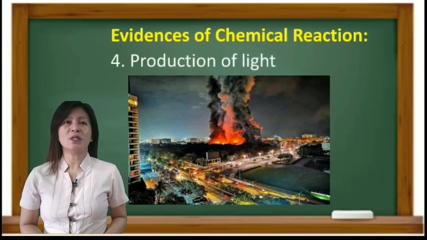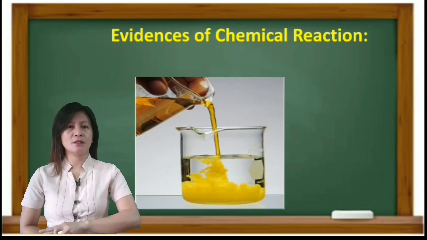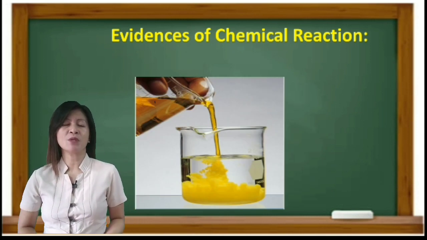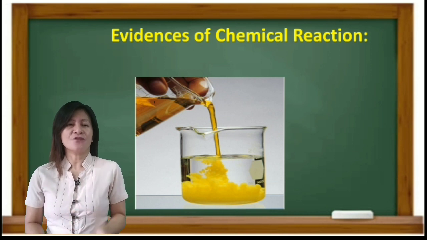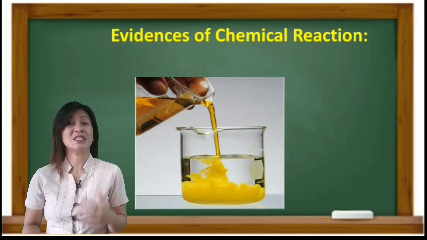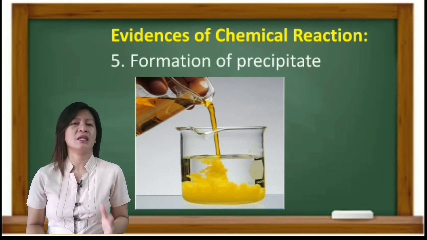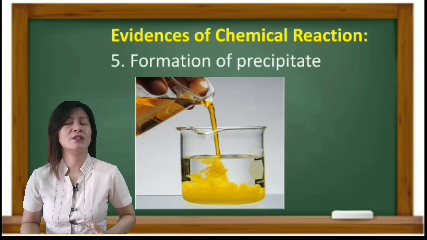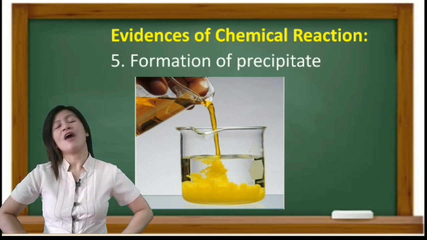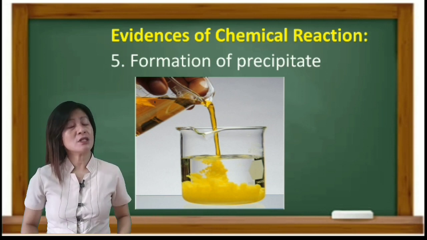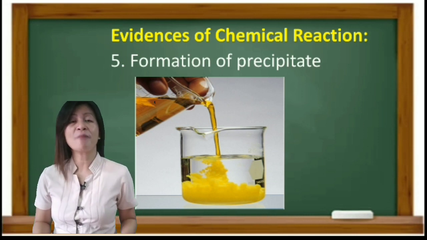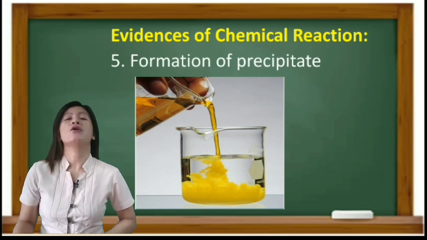Okay, on this picture, you will see two liquids that are mixed together and then forming a solid. So that solid that is forming from a mixture of two or more liquids is called a precipitate. So the formation of precipitate is another indicator or evidence of chemical reaction. So those are the evidences of chemical reactions. They can help us tell whether a substance or a form of matter is undergoing a chemical reaction.